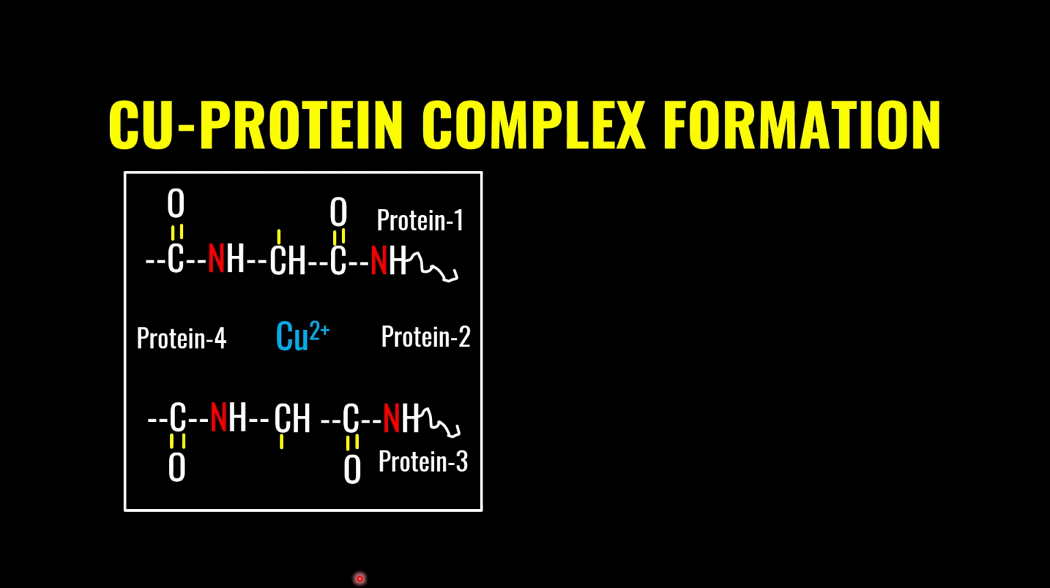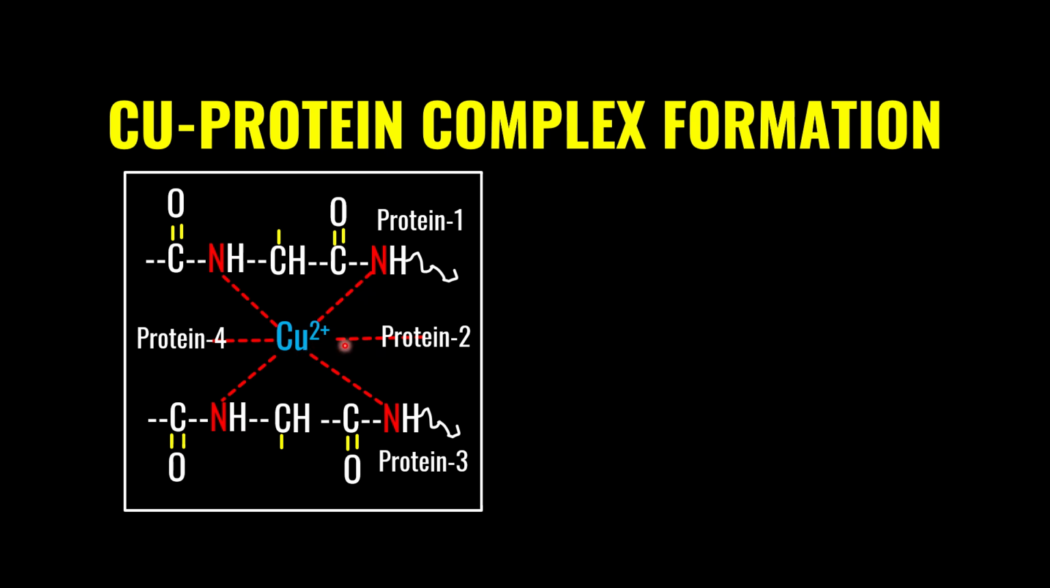So let us discuss how the copper protein complex is formed in step 1. Here I have shown 4 proteins for the sake of simplicity. However, in biological samples you may have several different types of proteins. Copper makes coordination bonds with the nitrogen of the backbone or peptide bond, which is shown here in red color. So these 4 proteins make coordination bonds with copper. Tetravalent is the most common, but in some cases you will see 5 coordination bonds.